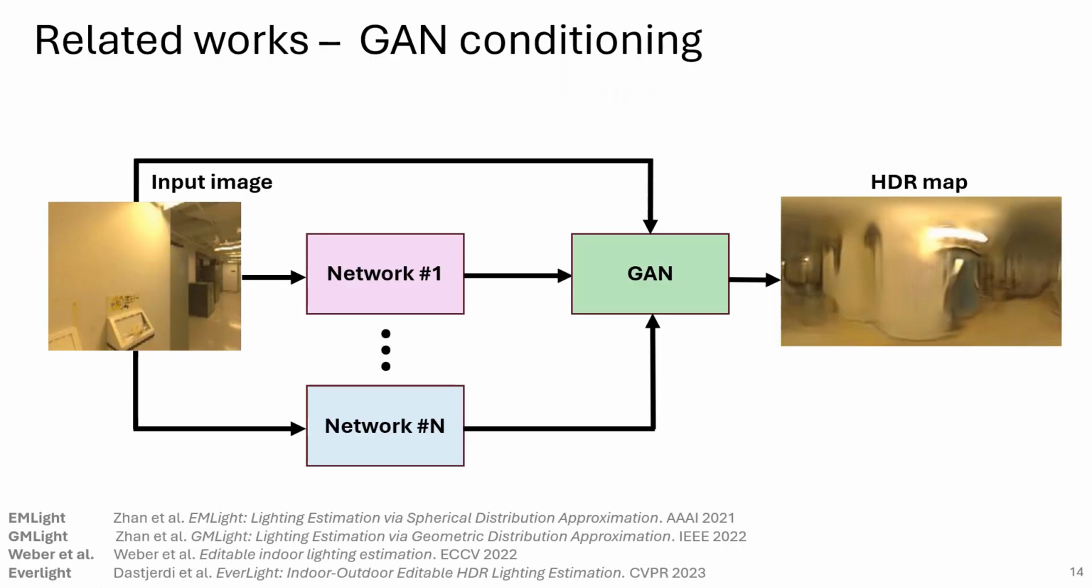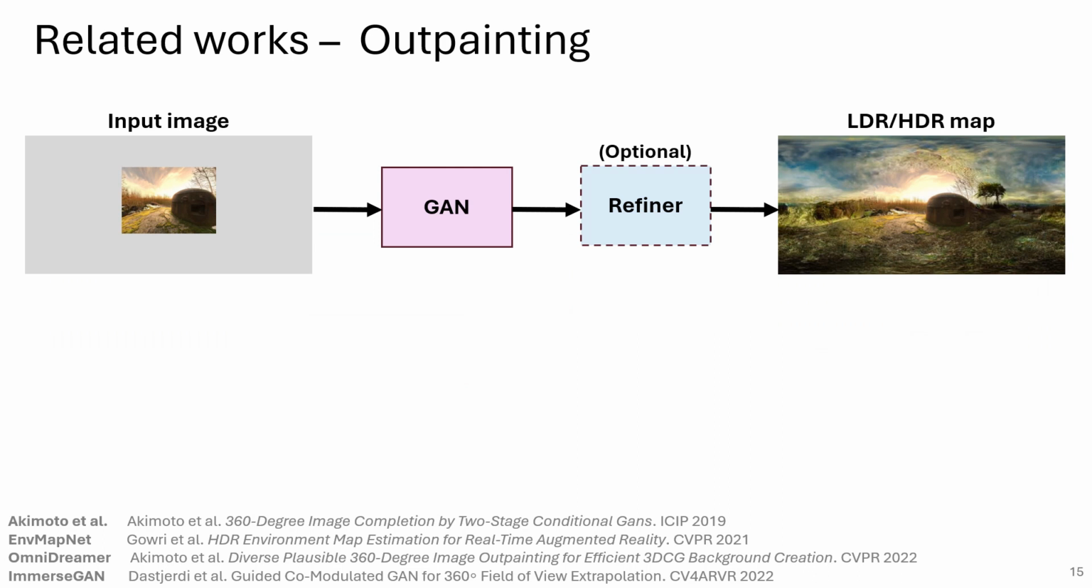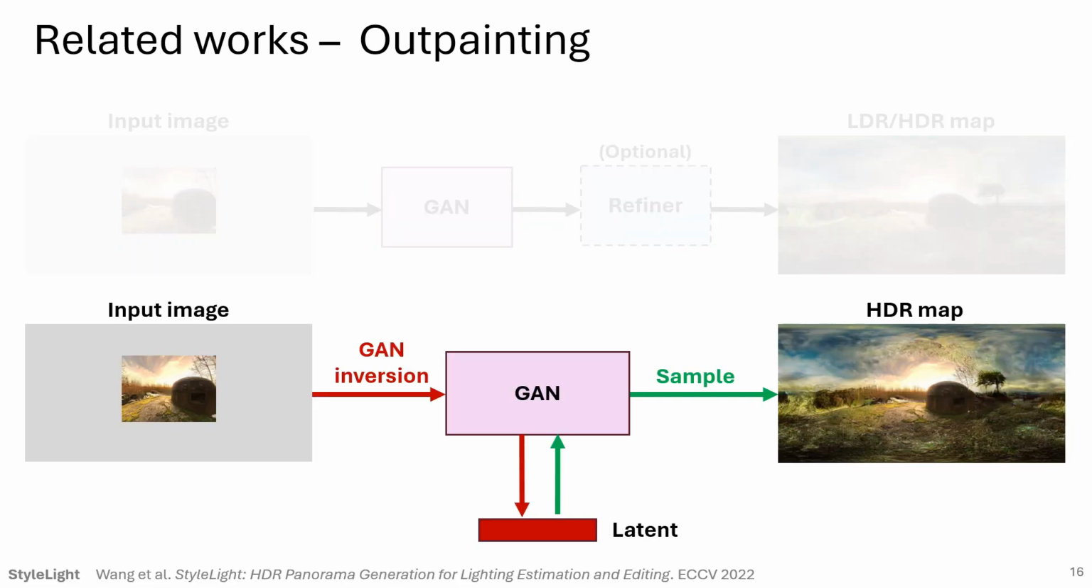Our approach stands out from recent work in this field, which typically trains a model conditioned on various feature maps from the input, such as EMLight and Everlight. Other works reframe this problem as image out-painting. Immerse GAN generates HDR maps directly from a text-conditioned GAN, while OmniDreamer first predicts a low-resolution map, then refines it to improve quality and resolution. Following the out-painting idea, state-of-the-art StyleLight uses GAN inversion to transform the input into a latent code, then uses that code to generate the HDR map.